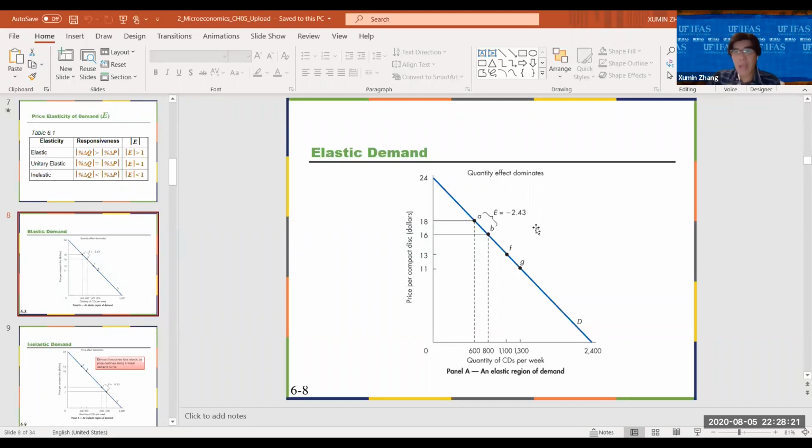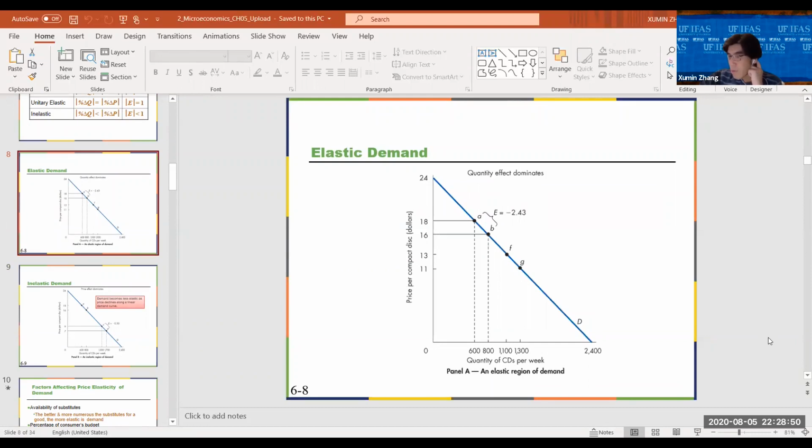We just calculate the absolute value, and if it is greater than 1, we call this elastic. If it is less than 1, then we call it inelastic. Simply speaking, if we are given A and B, we can calculate the elasticity already, right? Let me give you a quick example of how we calculate the elasticity. Let me write this down.